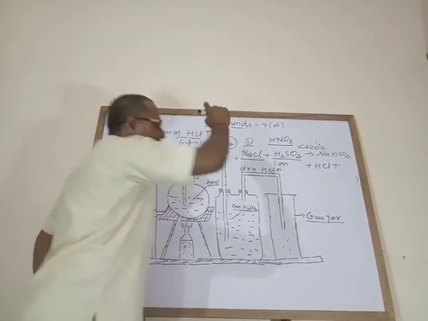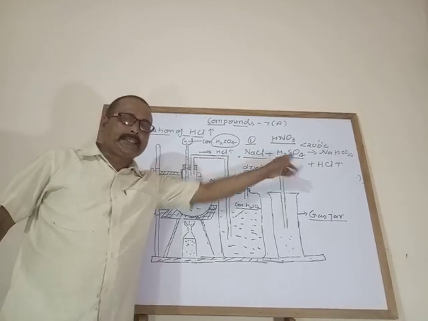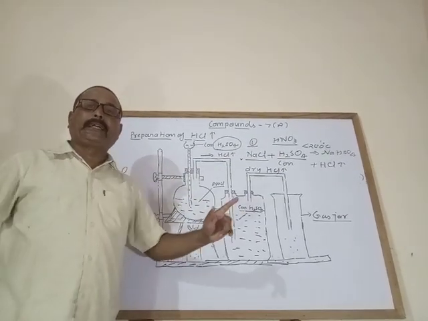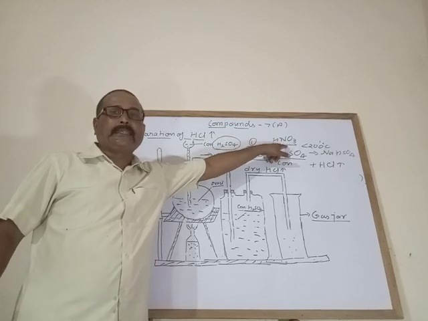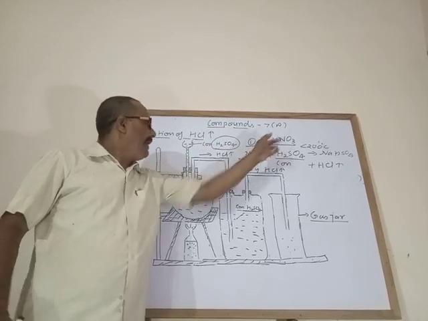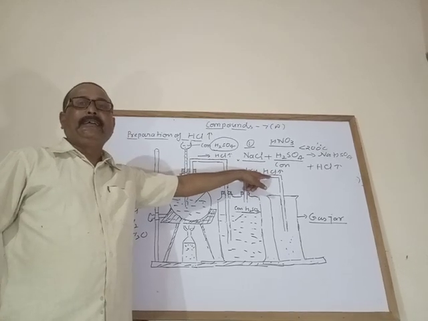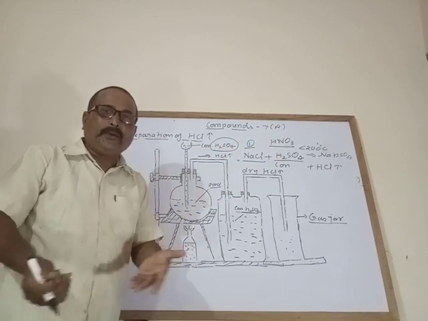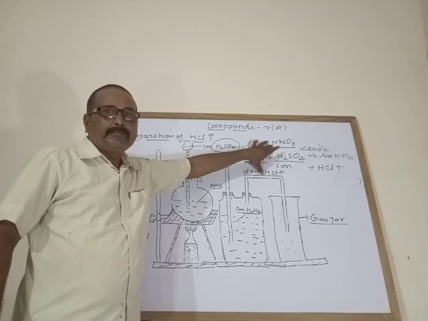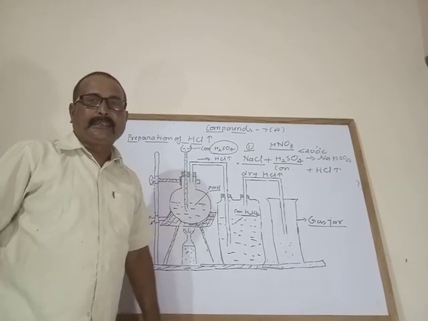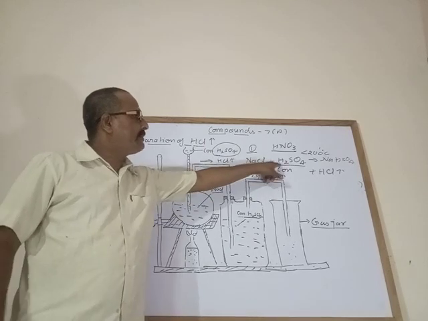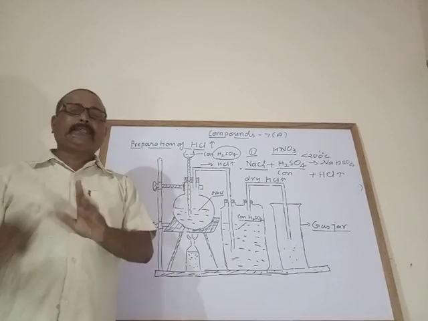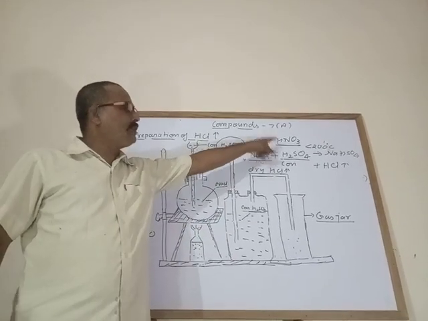Remember that concentrated sulfuric acid is non-volatile, whereas nitric acid is a volatile acid, and hydrogen chloride gas is also volatile. Since hydrogen chloride gas and nitric acid are both volatile, they would volatilize together and we can't prepare pure hydrogen chloride gas. So we are using concentrated sulfuric acid. Why are we using concentrated sulfuric acid? Because it is non-volatile. Why are we not using nitric acid?